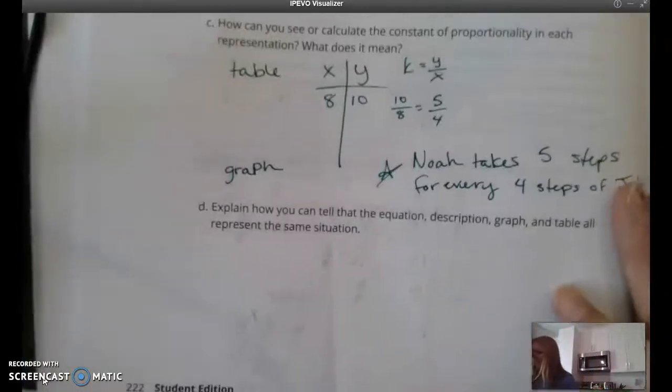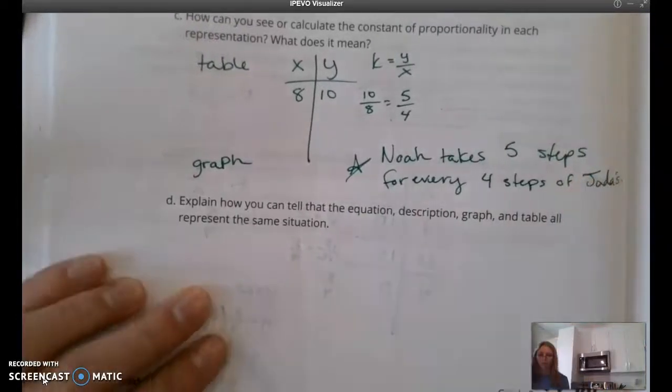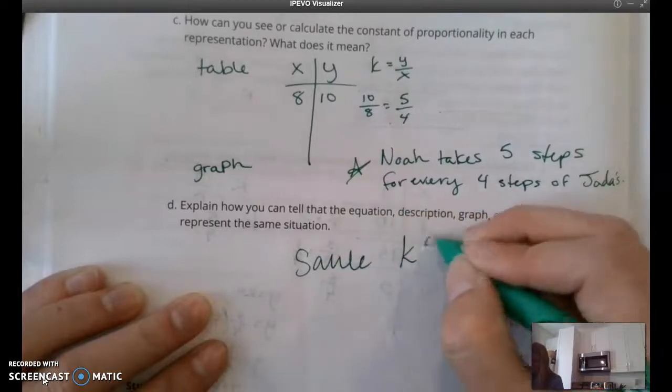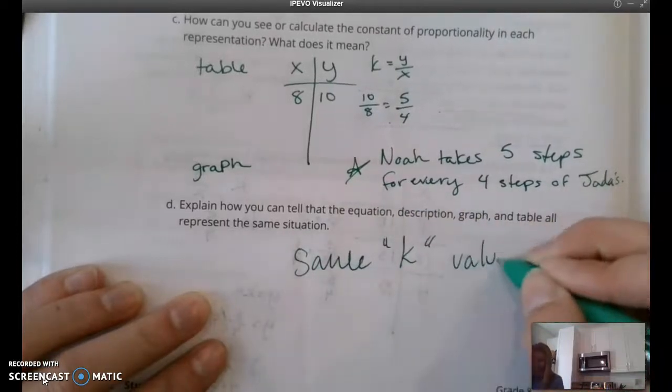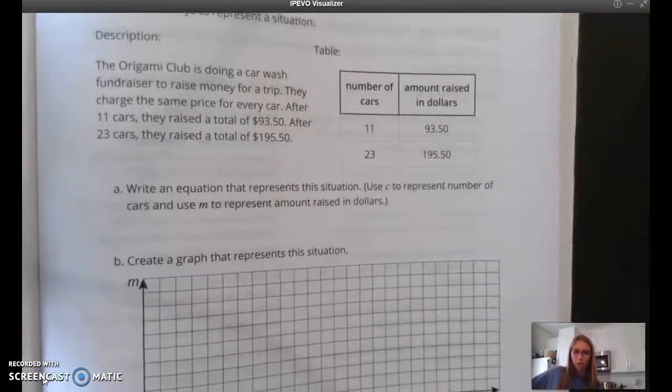Now explain how you can tell that the equation, description, graph, and all the tables represent the same situation. Well, they have the same k value. Right. Now we have another example like that.